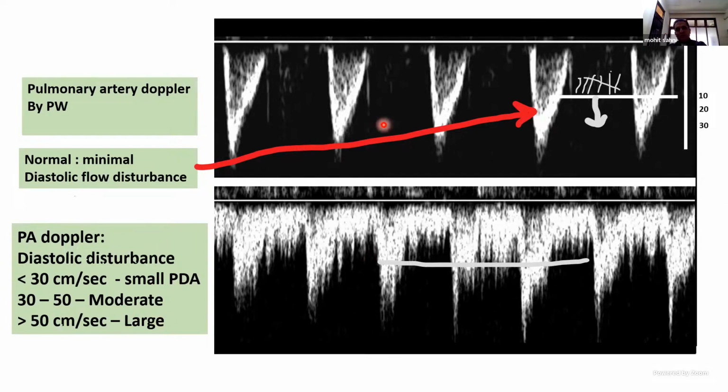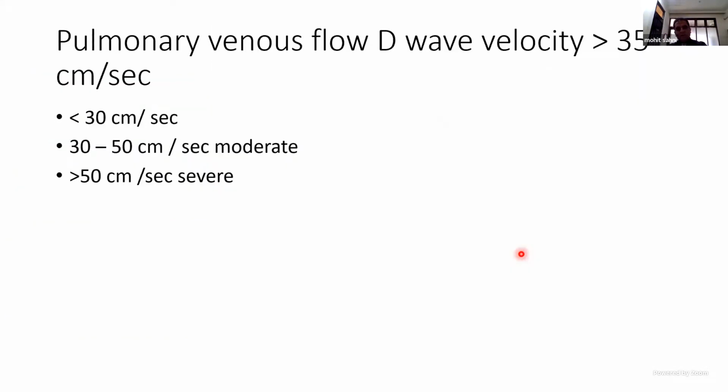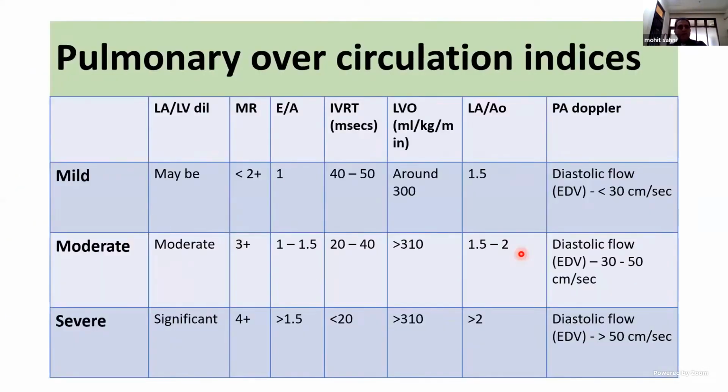So we do the pulmonary artery Dopplers and look for this. This is normal. Here you can see if this end diastolic velocity disturbance is less than 30 centimeters per second, it is a mild, small duct. 30 to 50 centimeters per second, it is a moderately large duct. And more than 50 centimeters per second, it shows it is a large duct. So these are the parameters that we check to look for pulmonary overcirculation indices.